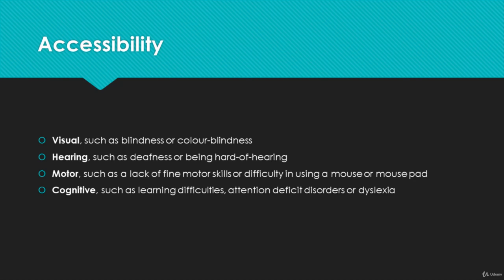Usually, they can be categorized into 4 different topics. Visual, such as blindness or color blindness. Hearing, such as deafness or being hard of hearing. Motor, such as a lack of fine motor skills or difficulty in using a mouse or mousepad. Cognitive, such as learning difficulties, attention deficit disorders, or dyslexia. It's usually up to the producer of the content to determine how to tackle these situations. However, as developers, we should also take the time to help users navigate around the site.